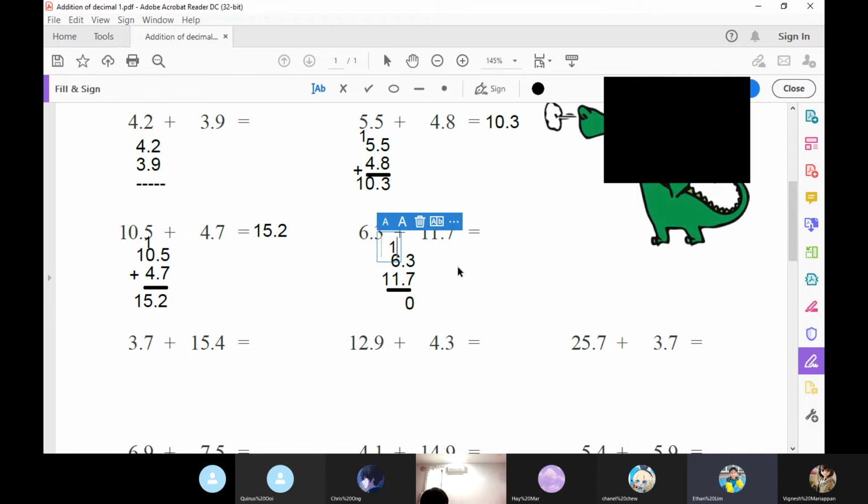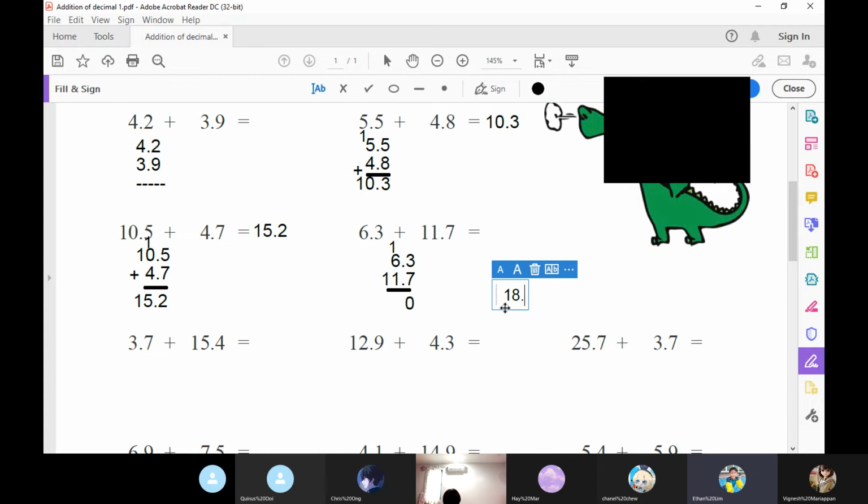Very good. Okay, now Ethan, what is your answer? 6 plus 1 plus 1. 6 plus 1 plus 1 is 8. Okay, so then? 1 plus nothing is 1. Okay, so 18. Very good.